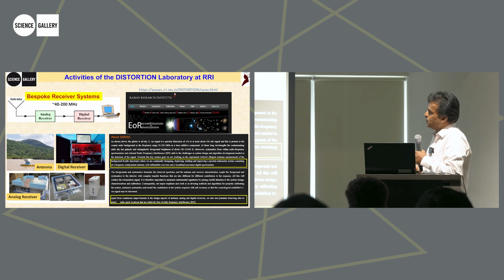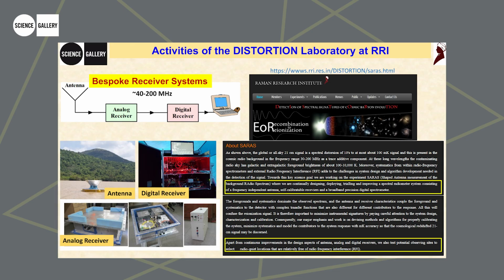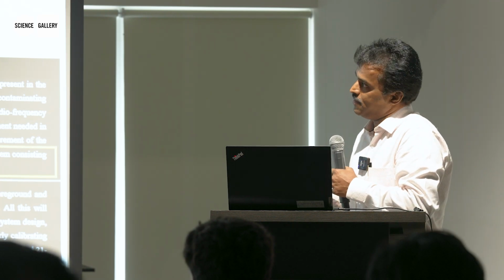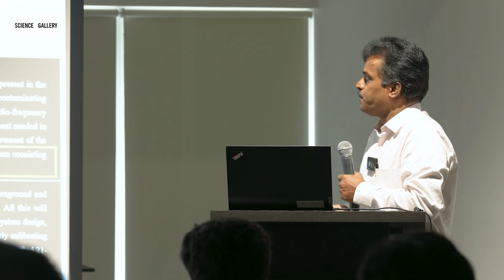So the major activity is that we design and develop the entire SARAS radiometer, right from antennas to analog receivers to digital receivers, and put them all together, collect data, and then come back and analyze. So basically we are looking at a frequency range of 40 to 200 megahertz.